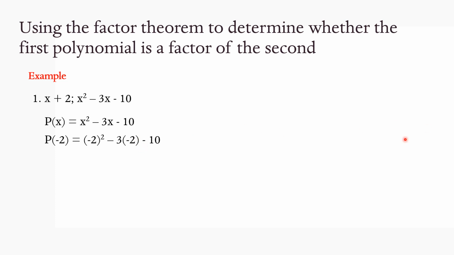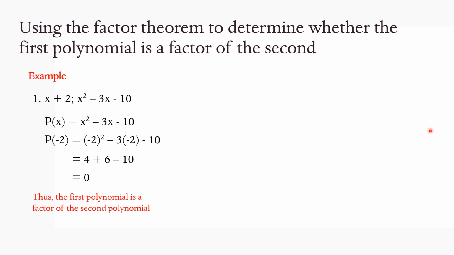Next, what is negative 2 squared? Negative 2 squared is 4. Negative 3 times negative 2 is positive 6. Then bring down the negative 10. So we have 4 plus 6 is 10, minus 10 is equal to 0. That means our remainder is 0. We can say that x plus 2 is actually one of the factors of this given second polynomial.